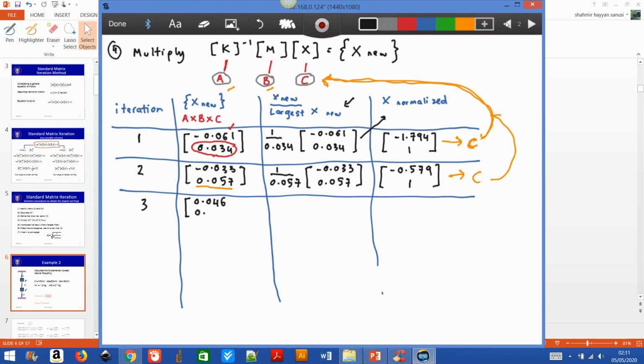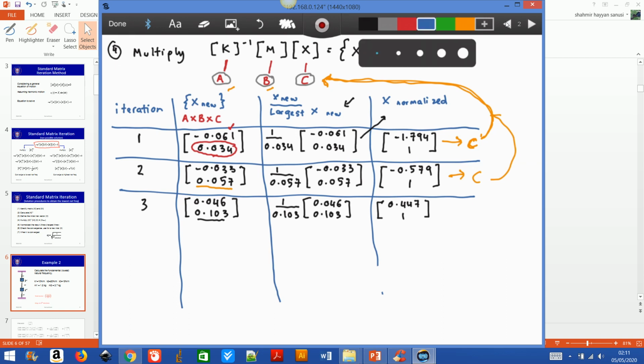So the third iteration, my x new would be negative 0.103, 0.046, and then this is the largest, so 1 over 0.046 multiplied by negative 0.103, 0.046, and then my new x normalized would be negative 0.447 and 1. So we can't stop yet because it asks us to stop at the 6th iteration.